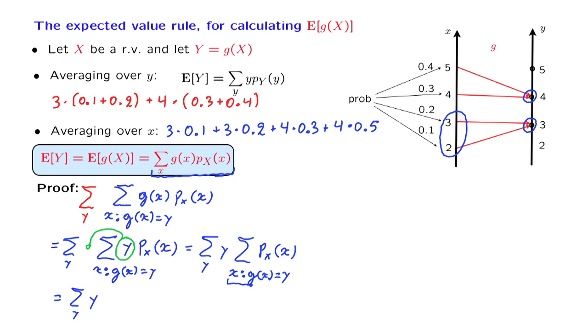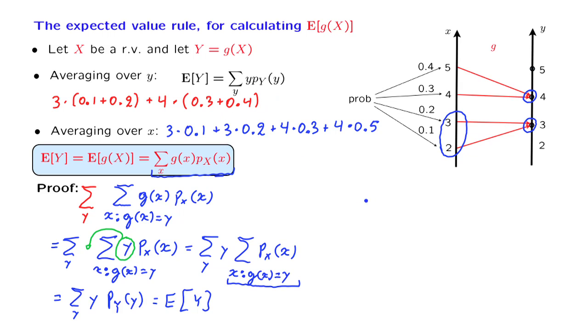Now, what can we say about this inner summation? We have fixed the y. For that particular y, we're adding the probabilities of all the x's that lead to that particular y. Fixing y, consider all the x's that lead to it. This is just the probability of that particular y. But what we have now is just the definition of the expected value of y. And this concludes the proof that this expression, as given by the expected value rule, gives us the same answer as the original definition of the expected value of y.